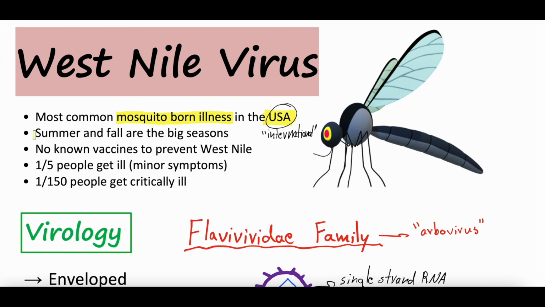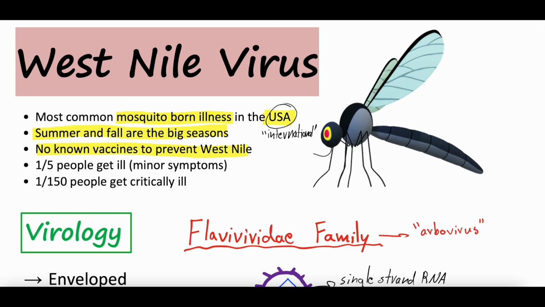In the US, it's primarily a summer and fall illness. Obviously, it's mosquito-borne, so it follows the life cycle of the mosquitoes. And in winter, mosquitoes are not present and biting people. So it's a summer and fall disease. That's why it's big season right now, and it will probably get a little bit worse before it gets better. There are no known vaccines to prevent West Nile virus.